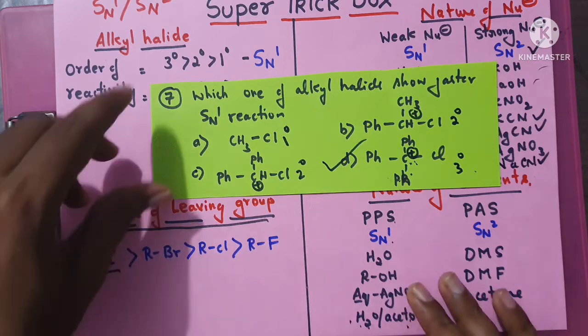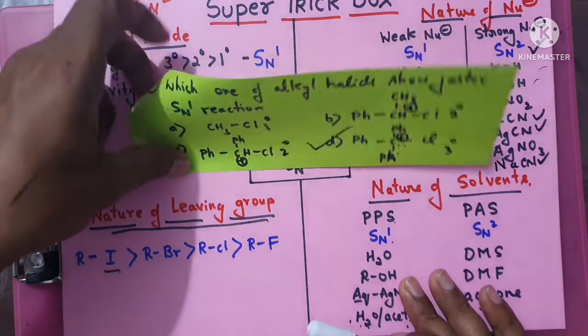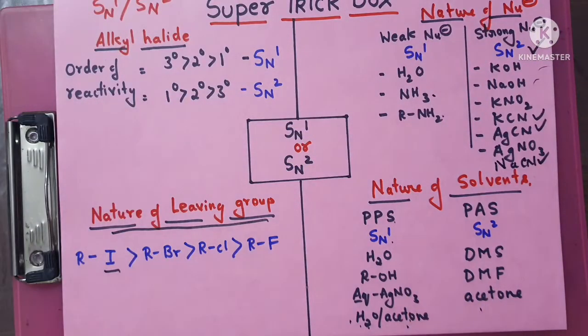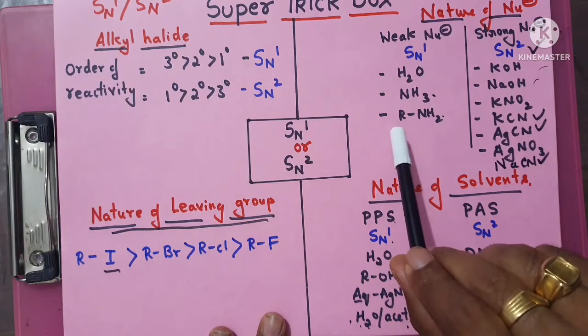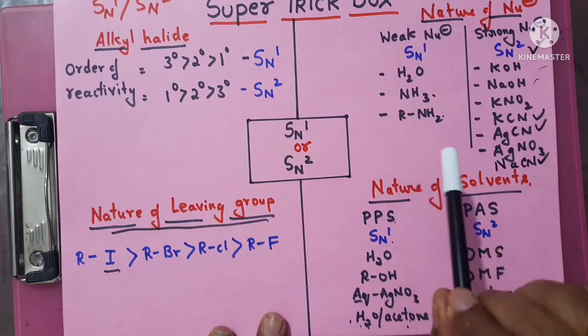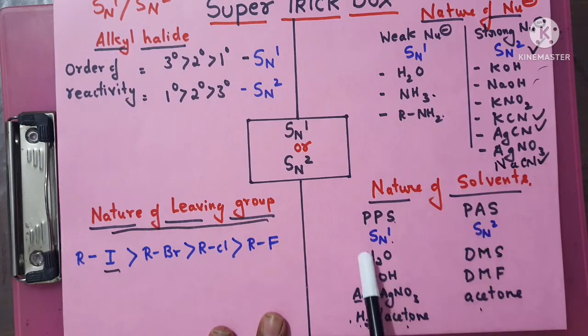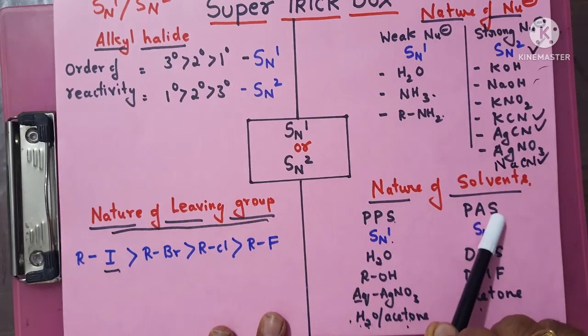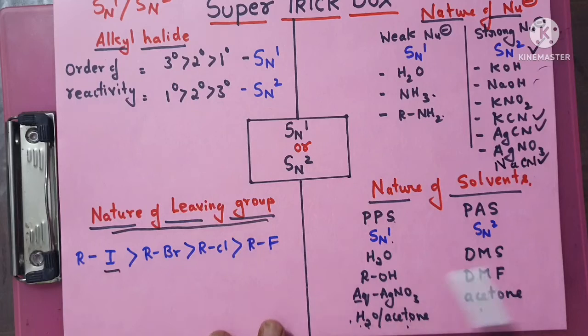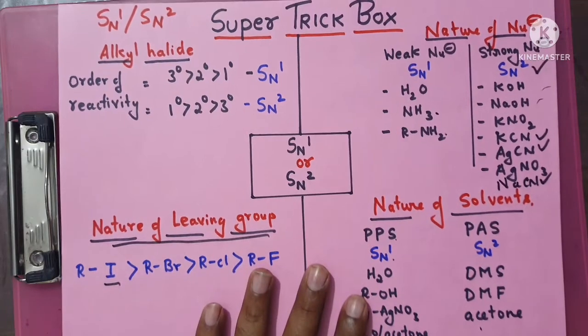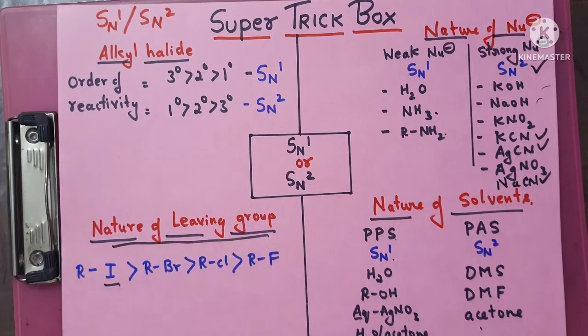Children, in SN1 and SN2, you need to memorize this chart very well. You should be able to recognize what is given: is it a weak nucleophile, is it a strong nucleophile, is it a polar protic solvent given, or is it a polar aprotic solvent? If you memorize this super trick box, you can easily solve all kinds of SN1 and SN2 mechanisms.